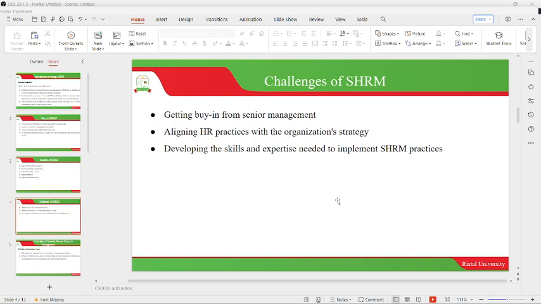If it's about increasing the employee salary, they are also the one to approve that. Your work is basically to table a proposal, and then they approve it. So you get support from them. The next challenge is aligning HR practice with organizational strategy, which is also a very big challenge.